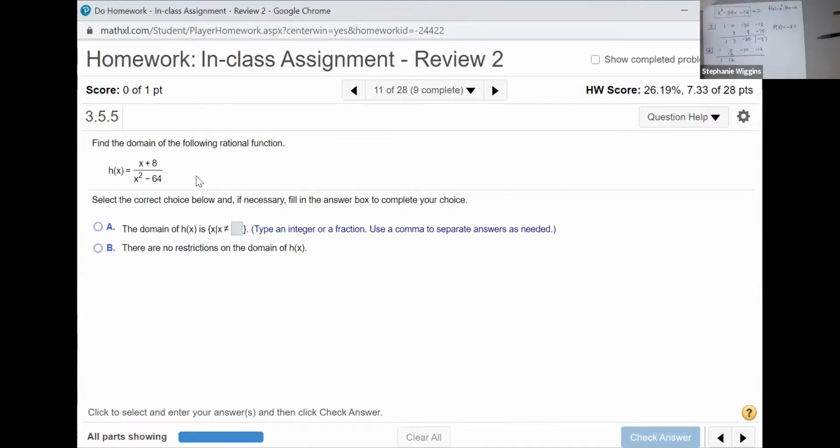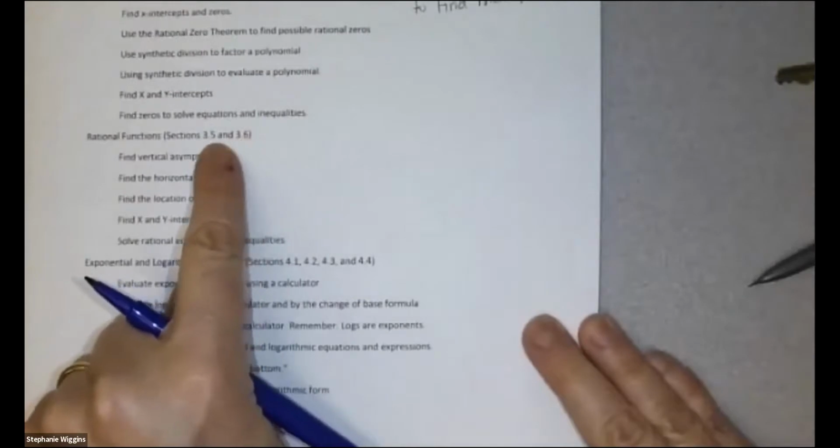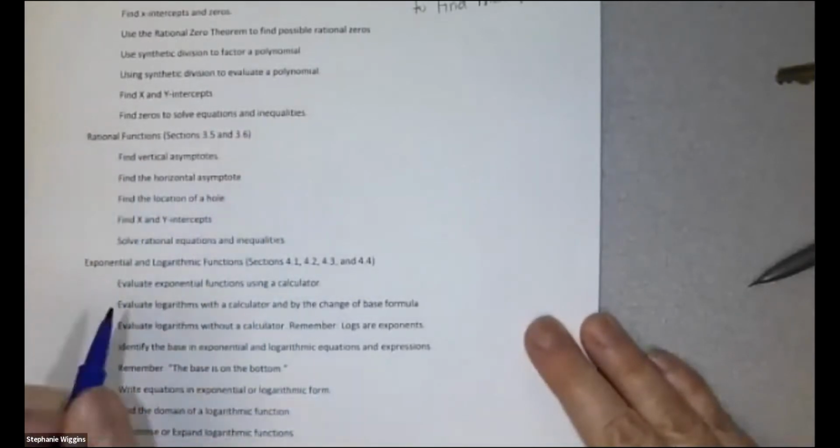Here we have h of x equals x plus 8 over x squared minus 64. Okay, this is a rational function. And so in sections 3.5 and 3.6 we talked about rational functions.